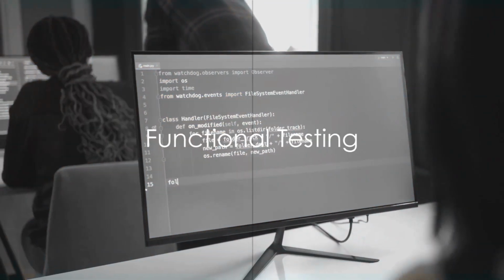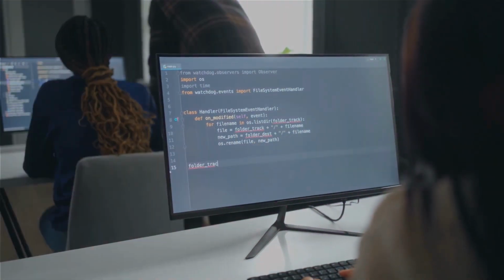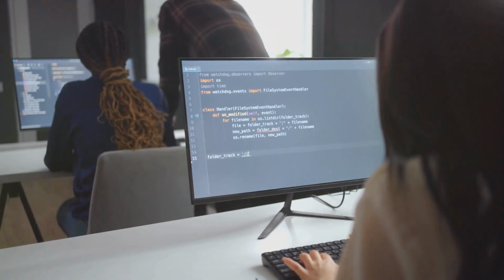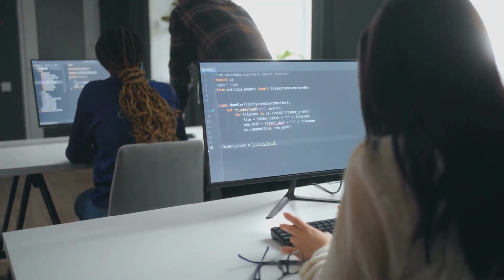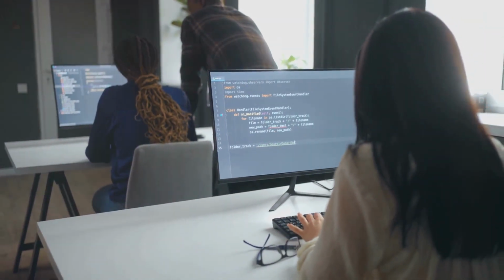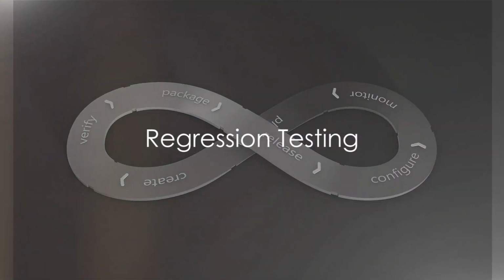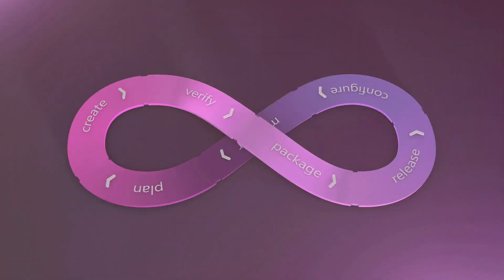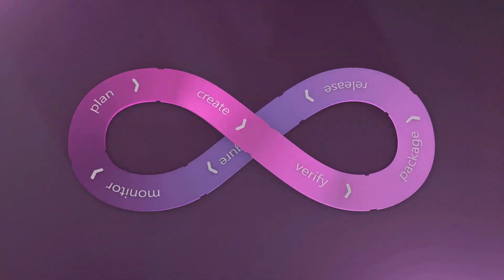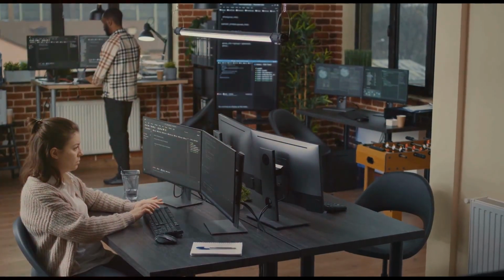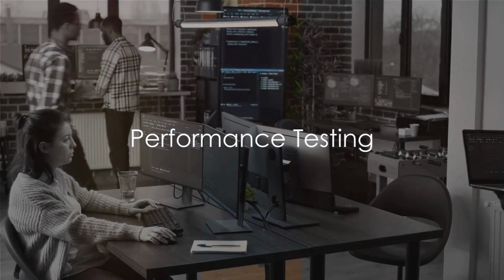Next up is functional testing. This type of testing involves the validation of each function of the software application by providing appropriate input and verifying the output against the functional requirements. Regression testing, on the other hand, ensures that previously developed and tested software still performs the same way after changes are made. Performance testing checks how the system performs and behaves.